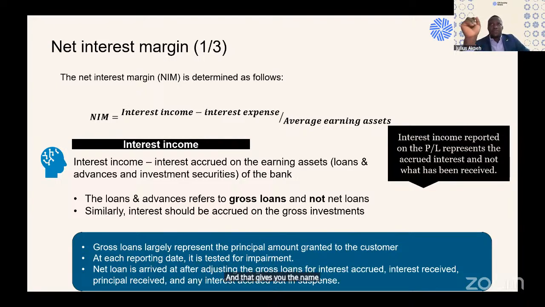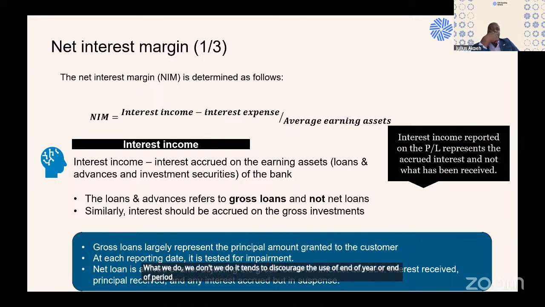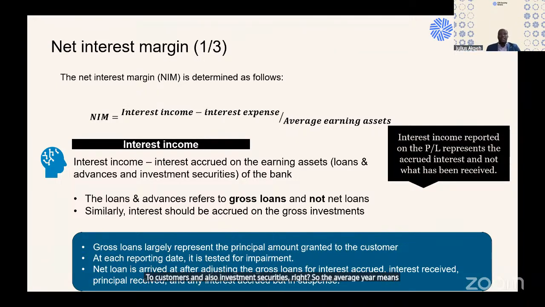I use the word average. We tend to discourage the use of end of year or end of period earning asset balance. And here, earning assets, I mentioned yesterday, are the loans and advances to customers and also investment securities, right? So the average earning asset means, let's say we are calculating the net interest margin for 2023, earning assets of 2022 and earning assets of 2023, then I take the average.